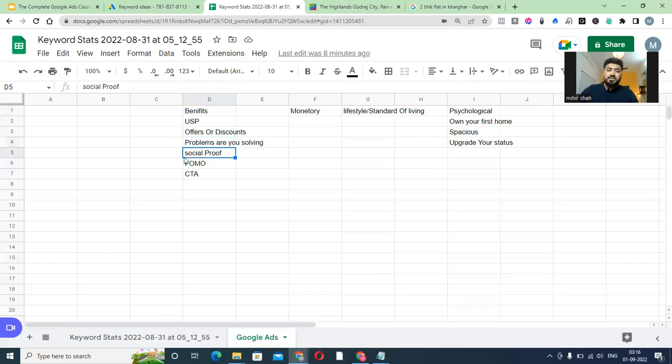The next part is social proof. Wherever possible, see, the internet, though it has a lot of advantages, like global reach, and it can reach every nook and corner of the world, there is also one very slight problem, and that problem primarily is that the trust issue is not really there.